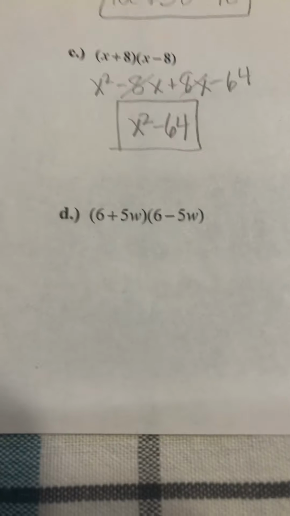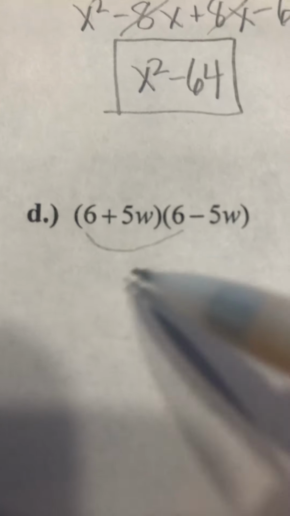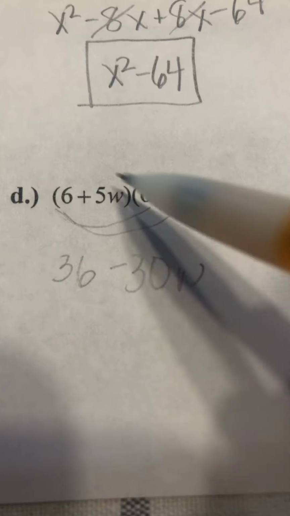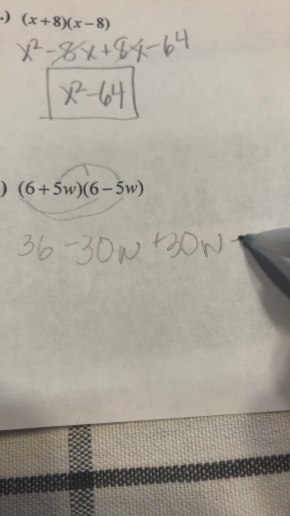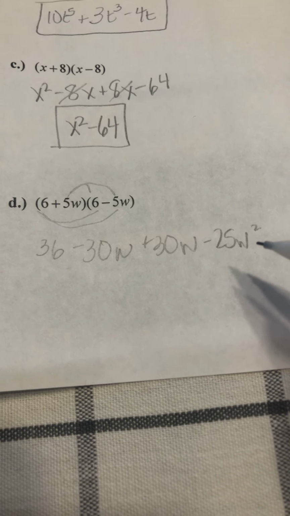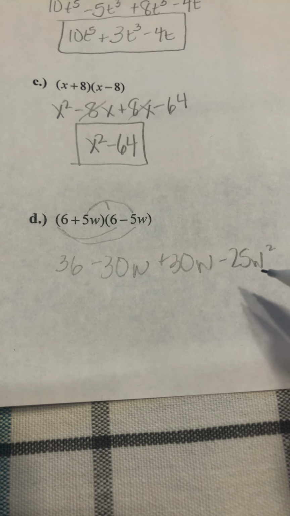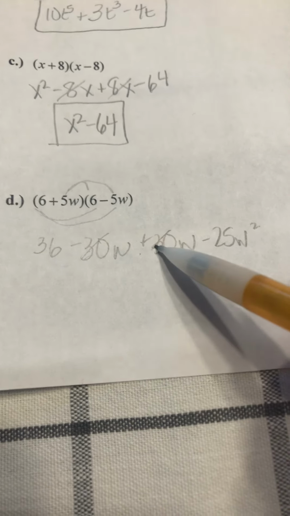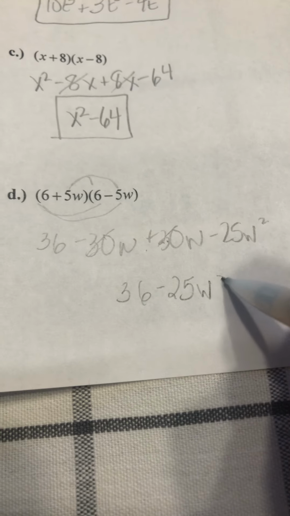Okay. And then lastly, another binomial times a binomial. So FOIL, first 36, outers negative 30w, inners positive 30w, last negative 25w squared. Okay. Remember, you don't have to list the answers in descending order unless it ever tells you in the directions, and it typically doesn't. These will cancel each other out because it's minus and plus the same term, so those give you 0. So you're left with 36 minus 25w squared.